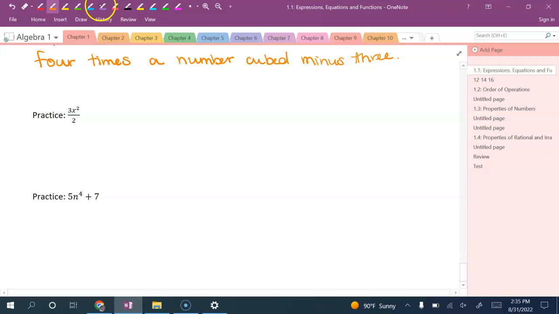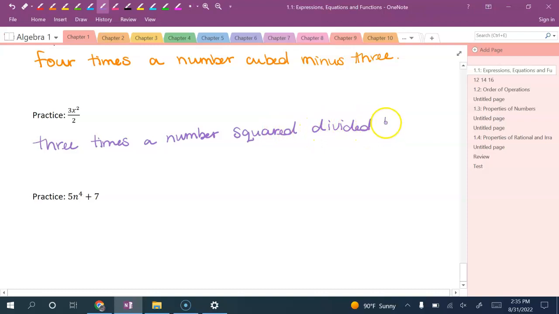So for this first one, there's lots of ways that you could write this depending on what type of words you want to use. One way you could have written this first practice problem is 3 times a number squared divided by 2. Another way you could have said that is the quotient of 3 times a number squared and 2. That would be another correct way of writing that.